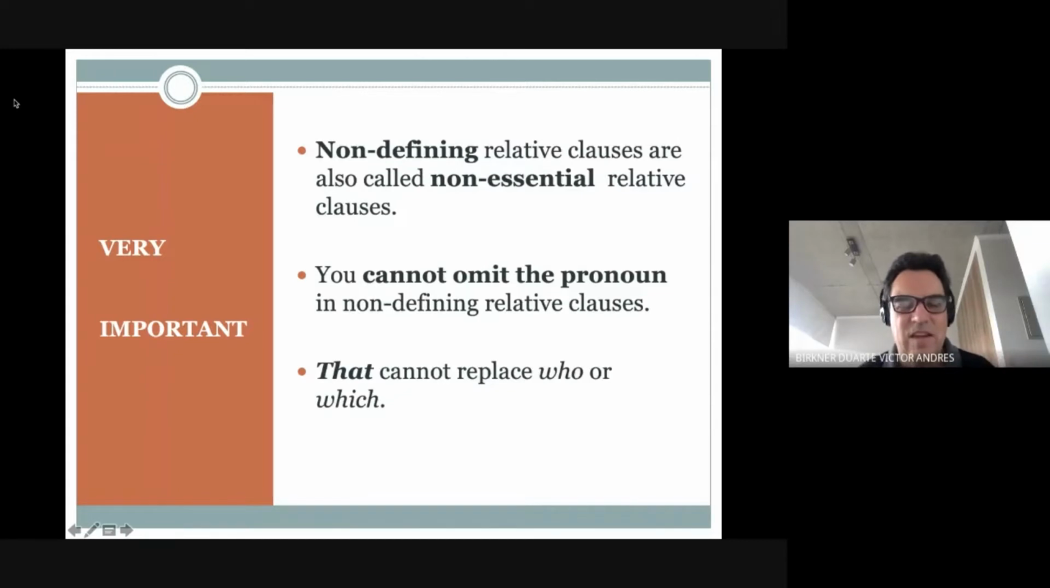Here you have to pay close attention. Non-defining relative clauses are also called non-essential relative clauses because you can omit them, because they provide extra information, but sometimes that information is not necessary, right? And you cannot omit the pronouns in a non-defining clause, and that cannot replace who or which. This is something that most students have problems with because sometimes they use that instead of who or which in non-defining clauses.